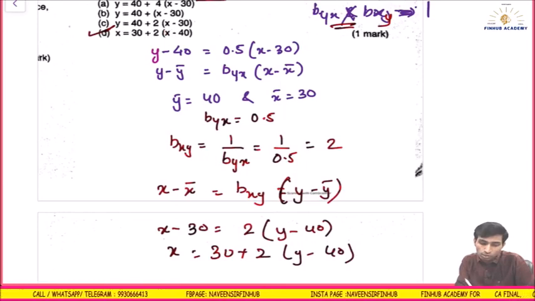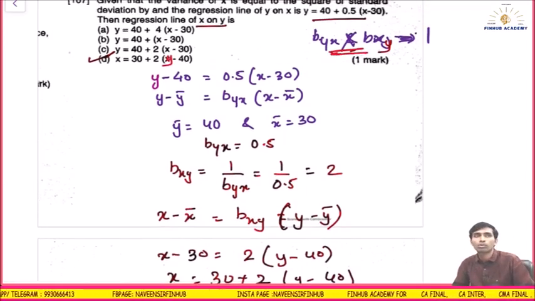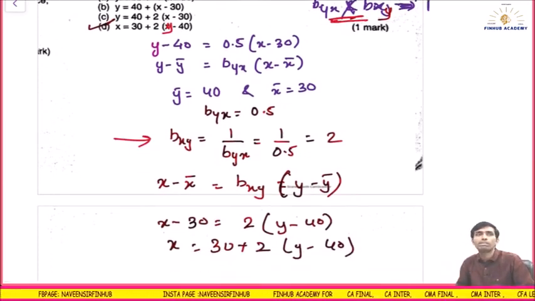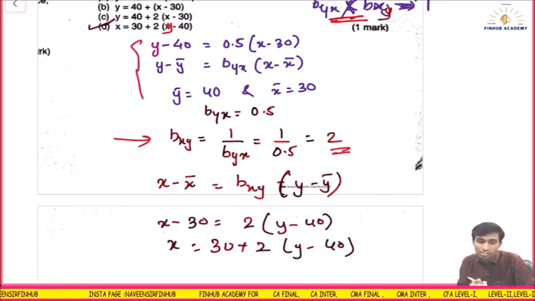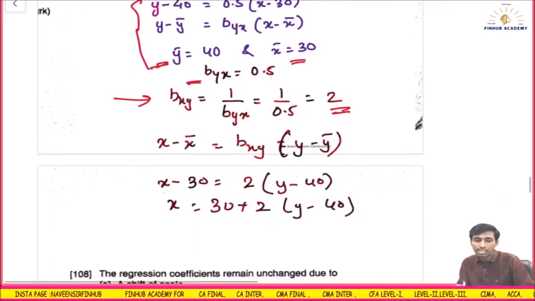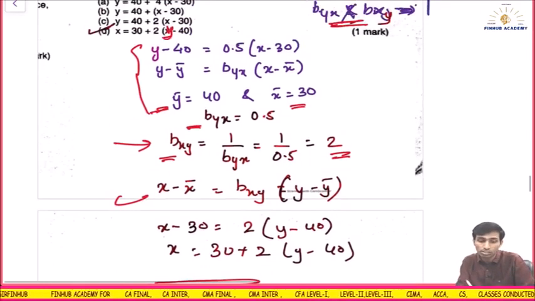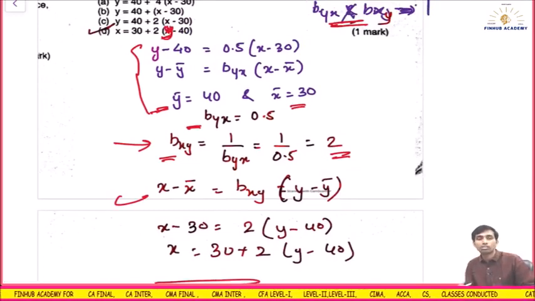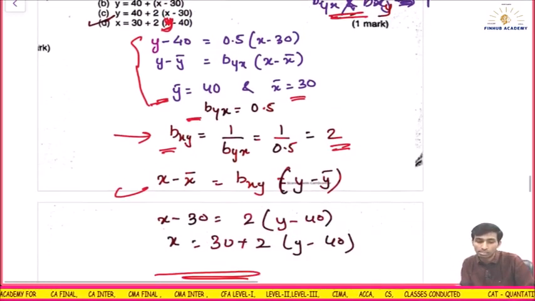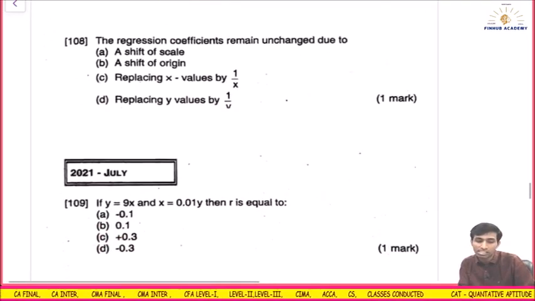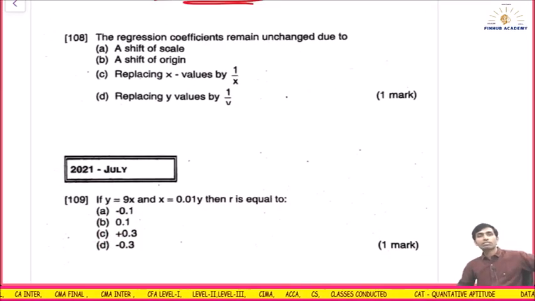So why could I solve the sum? Because I assumed that b y on x and b x on y are reciprocal of each other. Reciprocal means b x on y is equal to 1 upon b y on x. I understood y bar, x bar and b y on x, so I can get b x on y. Again I made an equation and found the answer, but in the final answer also there is a mistake. This is y minus 40. This is question number 107. You should remember this: if the same question gets repeated in the same exam, the same mistake will be there.